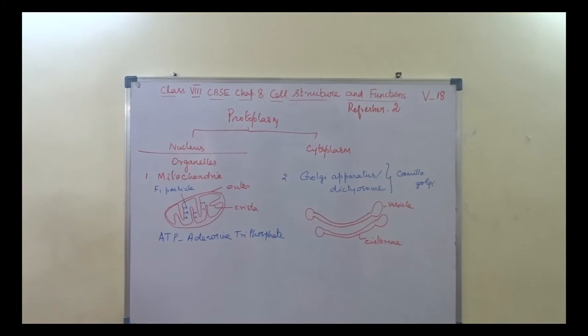Refer to these two figures, mitochondria and Golgi apparatus. Go through the spellings. Camillo Golgi, read the spelling. Adenosine triphosphate, go through the spelling.